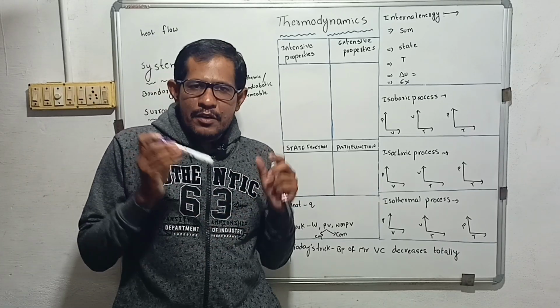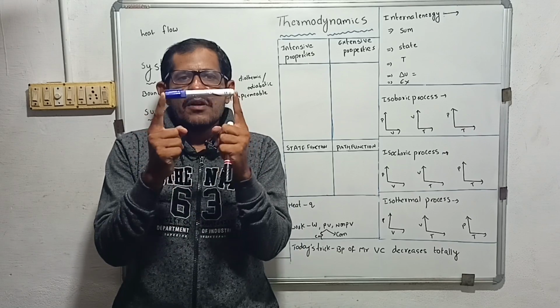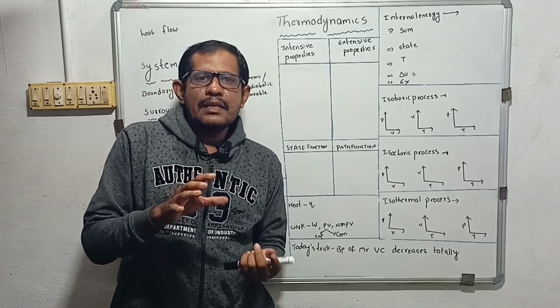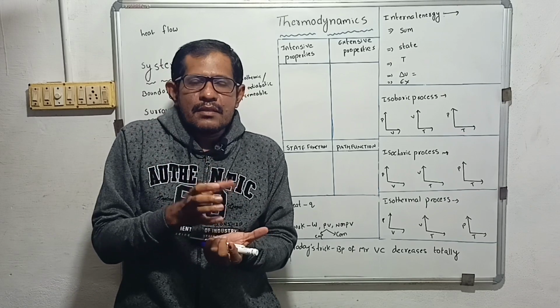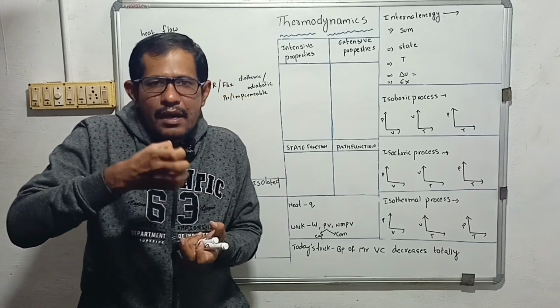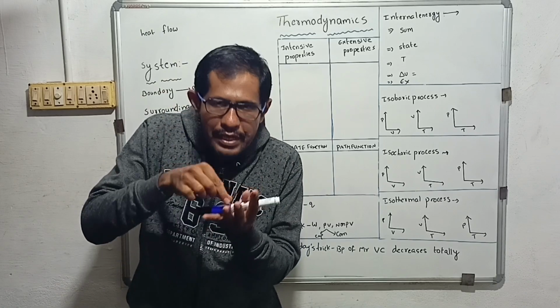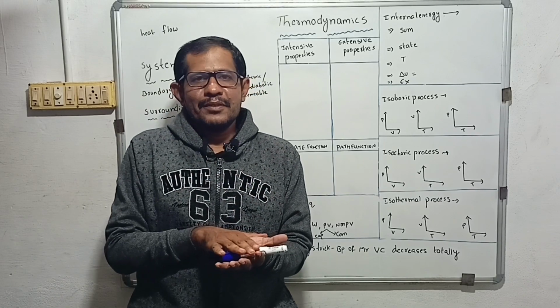Any specified part that is under study. Suppose I want to study this pen, then this pen is called the system. If I want to study the water in a glass, the water is the system. Any specified part that we need to study is called the system.